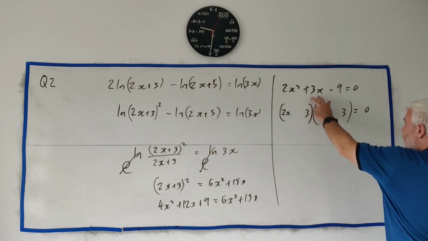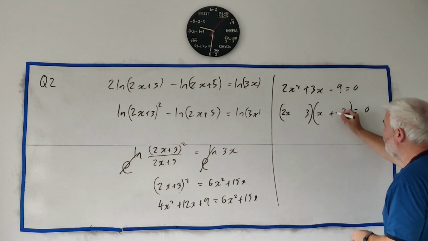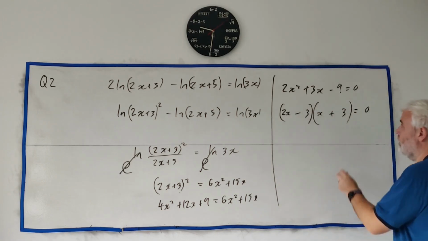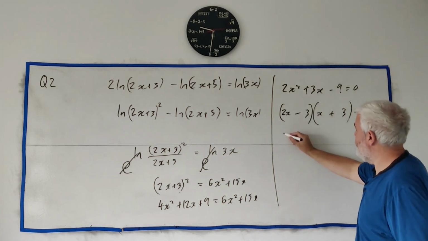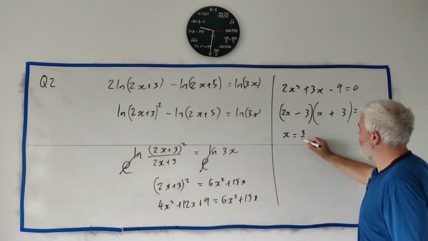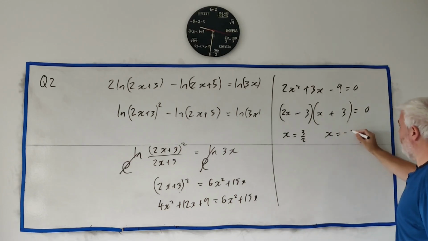6 and 3 can combine to get 3. Let's see, we need plus 3 here, so we'd need a plus 6 minus 3 to get that. And a minus 3 by a plus 3 does get 9. This gives two answers. x is equal to 3 over 2 and x is equal to minus 3.